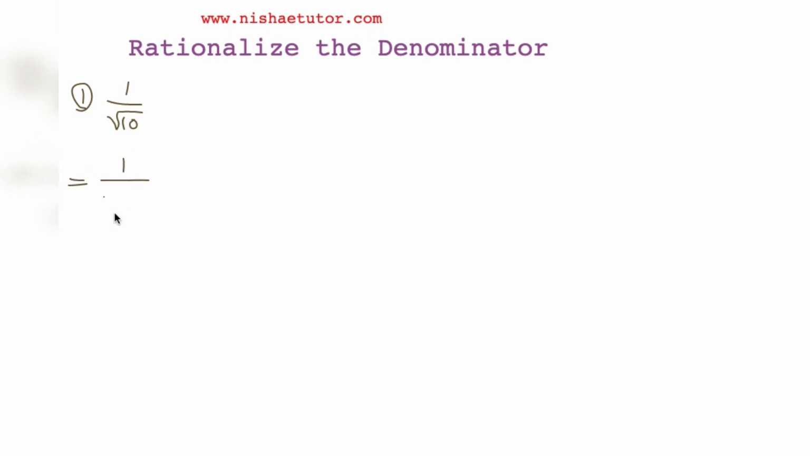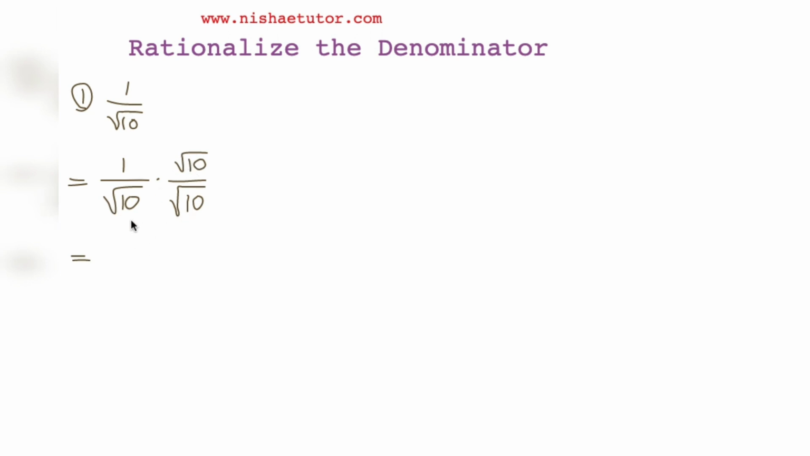For this, here is square root 10. It means here is an invisible 2, right? Because it is 10 to the power 1 upon 2. So here we have just only one 10, so we multiply one more 10. Multiply and divide.